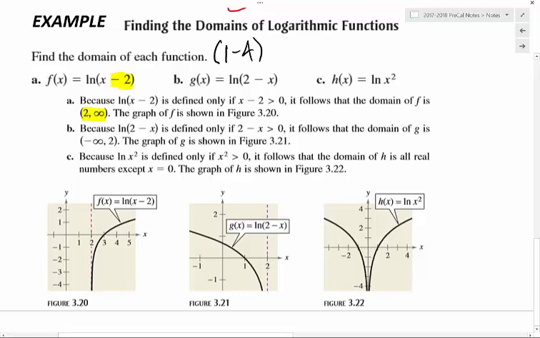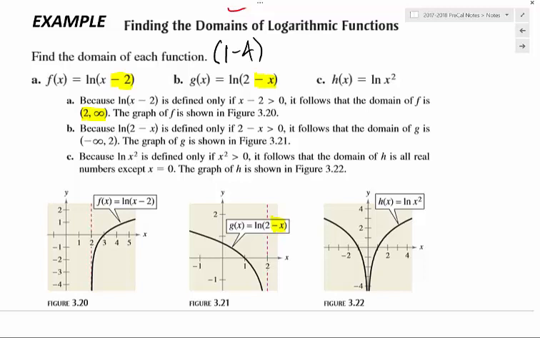Because the natural log of 2 minus x is defined when 2 minus x is greater than 0, it would follow that the domain would be from negative infinity to positive 2. Now what's key here in this case is this negative x. Because of this negative x, remember, as with an exponential function, it flips it on the y-axis. It does the same thing here. So it's flipping it on the y-axis, and then it's moving it over 2. So it moves over to the right 2 and flips on the y-axis.